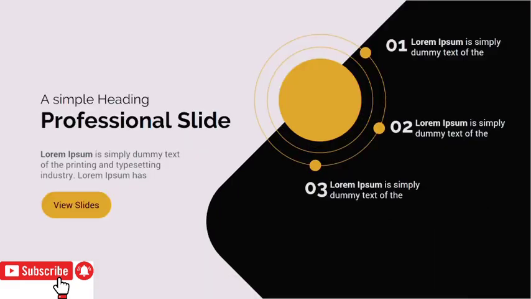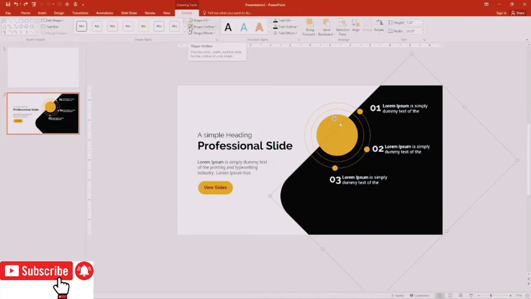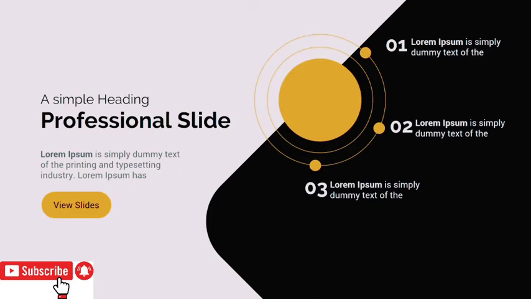Oh, there is a border on the rounded rectangle, so let me remove it. Click on the rectangle, go to Format and remove the shape outline. Let me play this again. Here is the final slide.